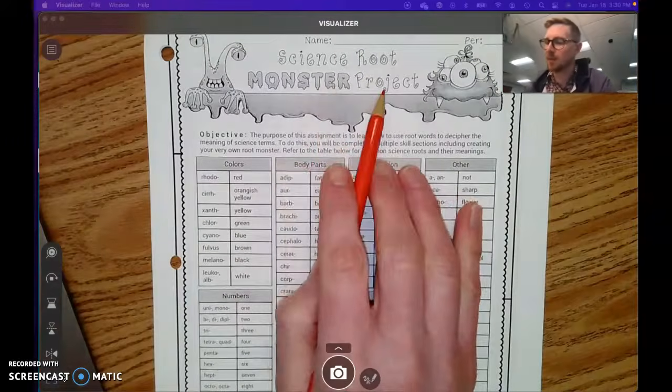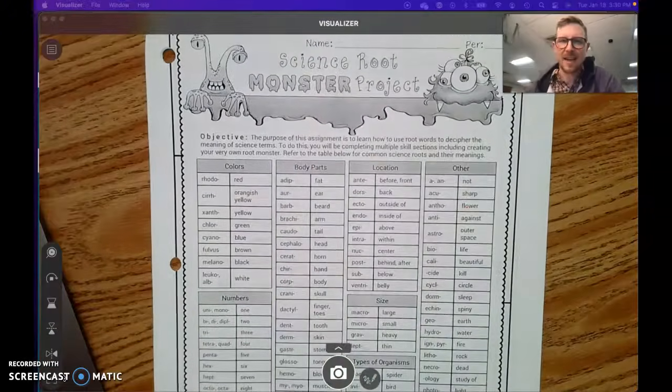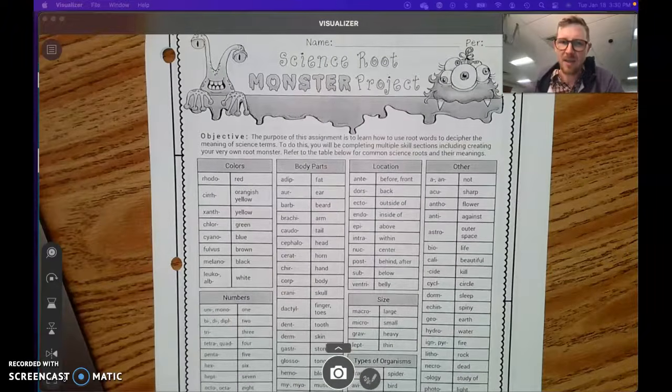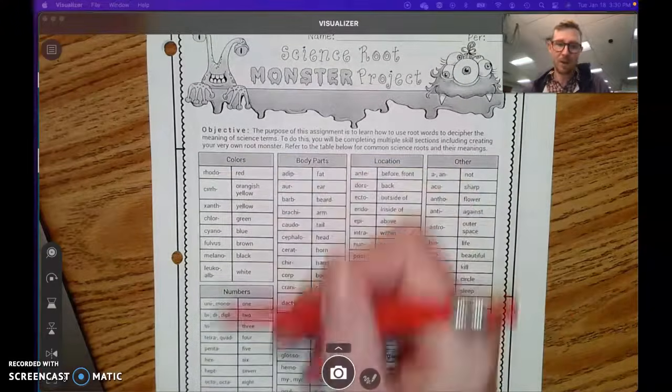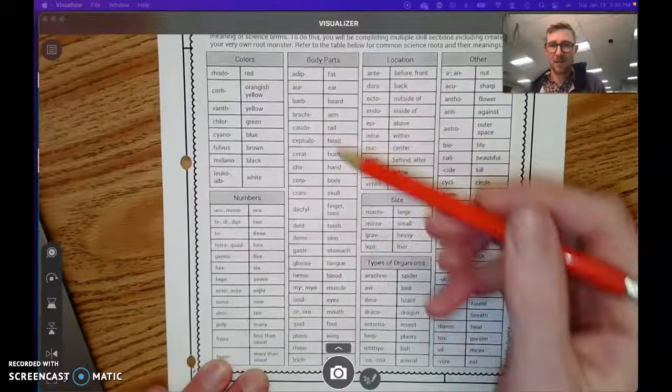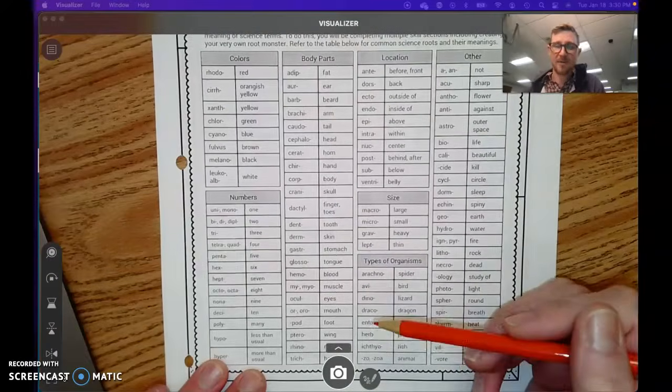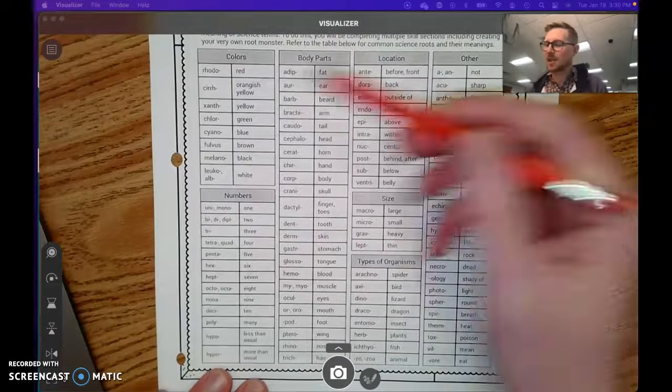Science Root Monster Project. You may have noticed that science words are, well, unusually and maybe unnecessarily complicated sometimes. That's because of the way that scientists name things, they can't just use whatever language they speak. There's kind of a common understanding among scientists that we name things using Greek and Latin. So a lot of the stuff that scientific terms are named after comes from Greek and Latin. And here are just some examples of that.